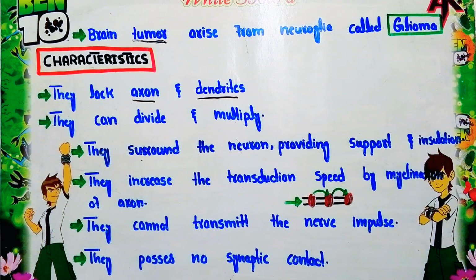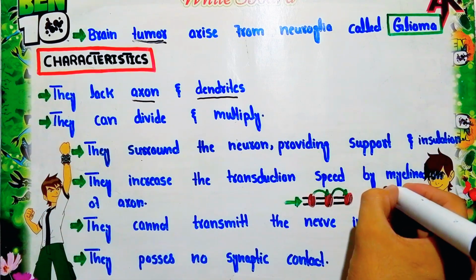Now the fourth characteristic of the neuroglial cell is that they increase the transduction speed by myelination of axons. Axons are the long cytoplasmic extensions of the neurons, and these are covered by neuroglial cells. Two types of neuroglial cells provide myelination to the axons of the neurons. The first one, found in the central nervous system, is the oligodendrocyte, which provides myelination in the central nervous system. But in the peripheral nervous system, a special type of neuroglial cell called the Schwann cell provides it.